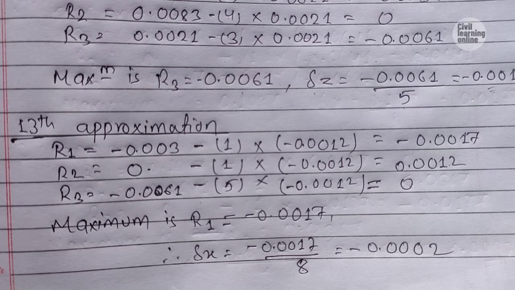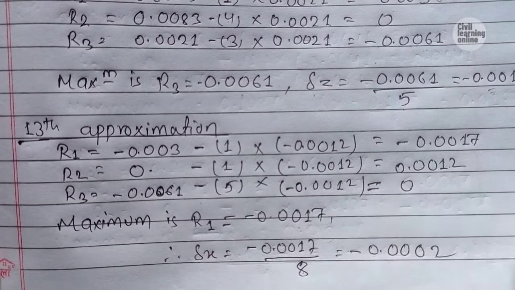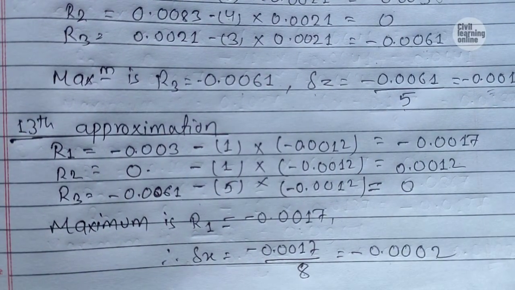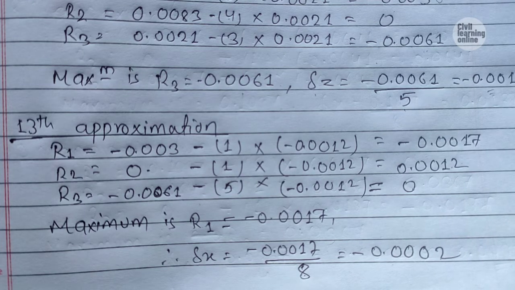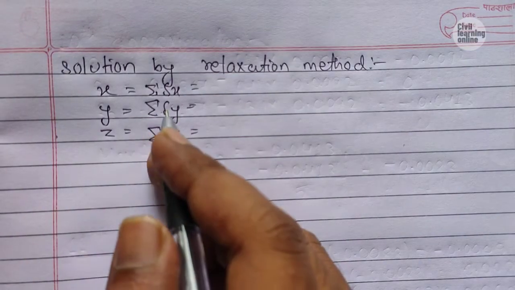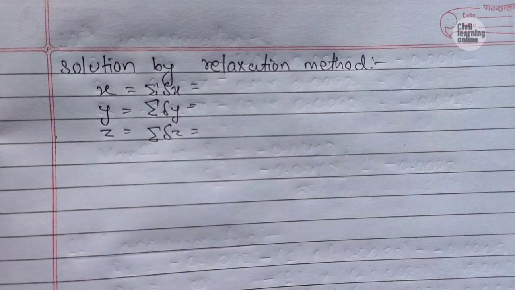Now we will move to the final step to calculate the value of x, y and z using this relaxation method. So that is the final step, and we will need to draw a table at the end, so we will do those things here. So for finding the value of x, y and z, which will be equal to summation del x, summation del y and summation del z, how can we do this here?